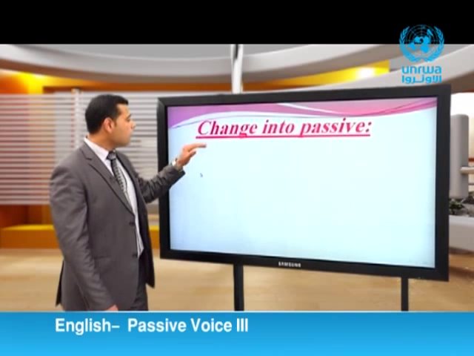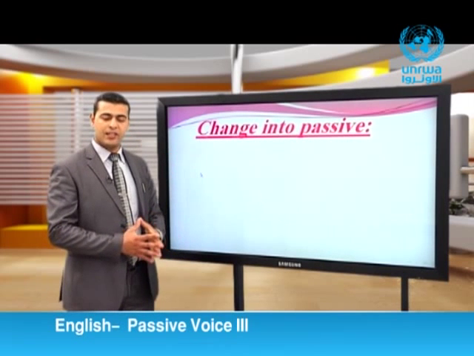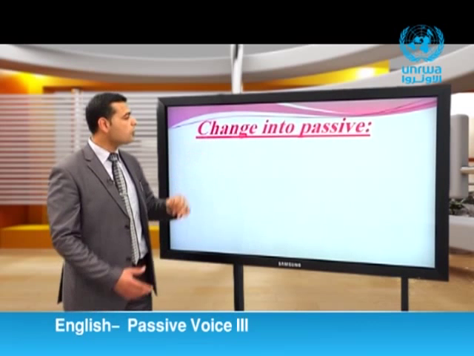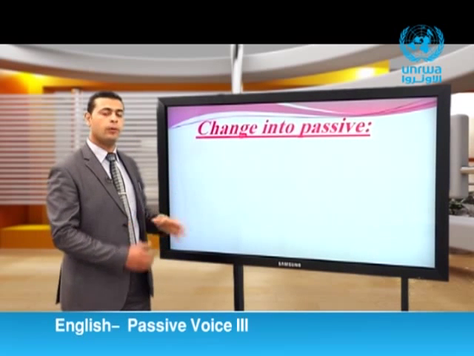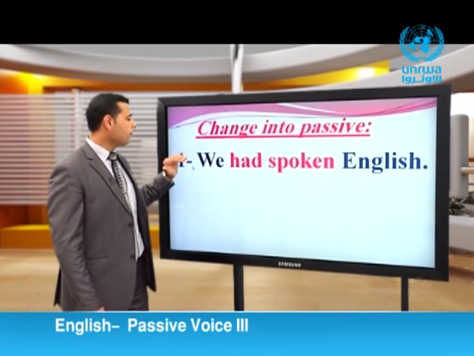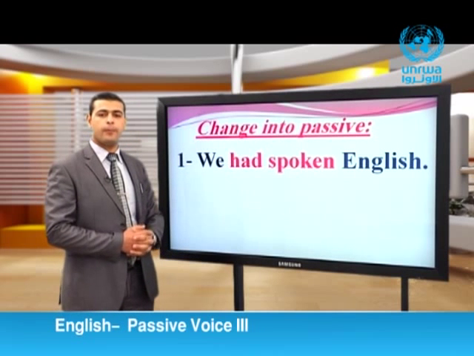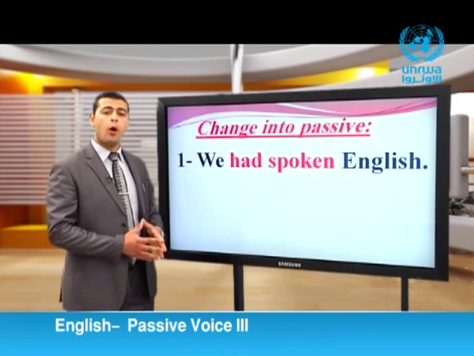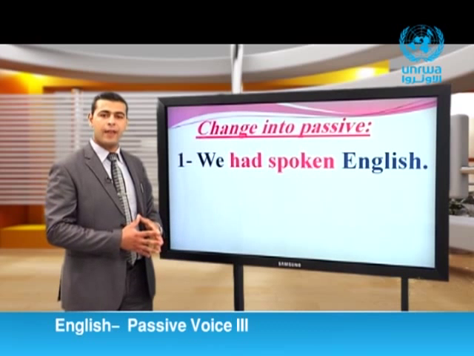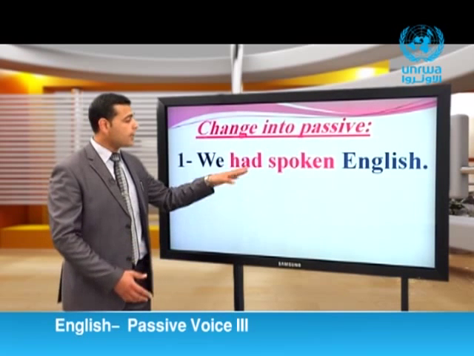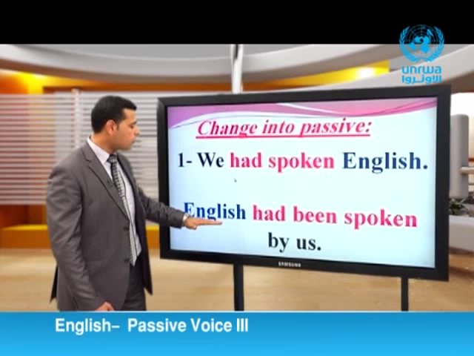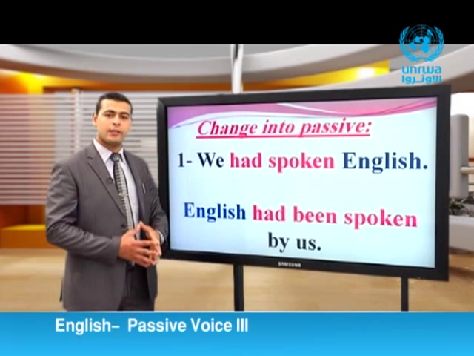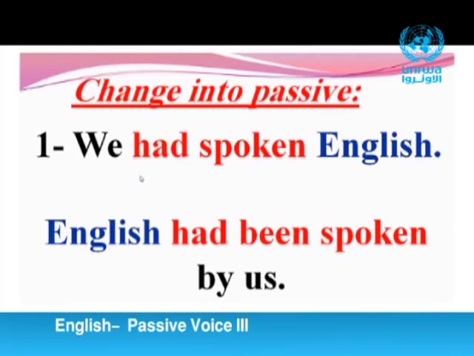Okay, change into passive. Now let's practice what we have talked about. Change into passive. حول إلى المبني للمجهول. Number one, we had spoken English. Where is the object of this sentence? أين المفعول به في هذه الجملة؟ Excellent, it's English. So here, English had been spoken by us.